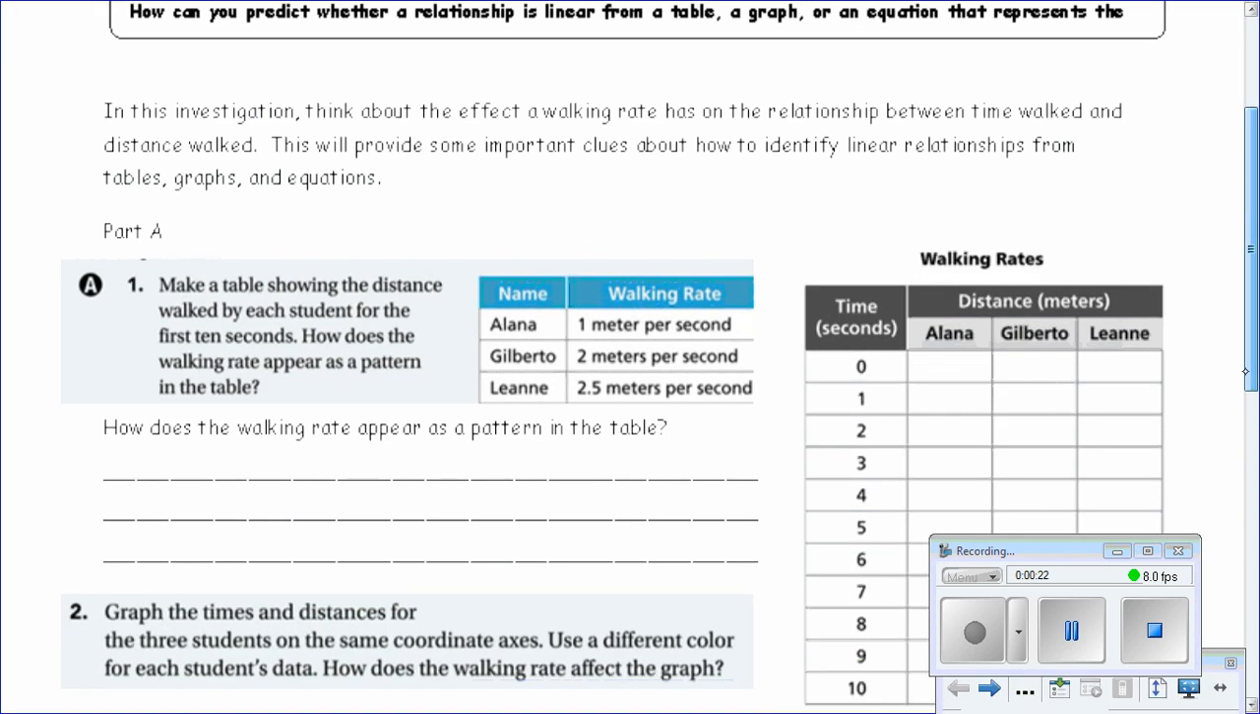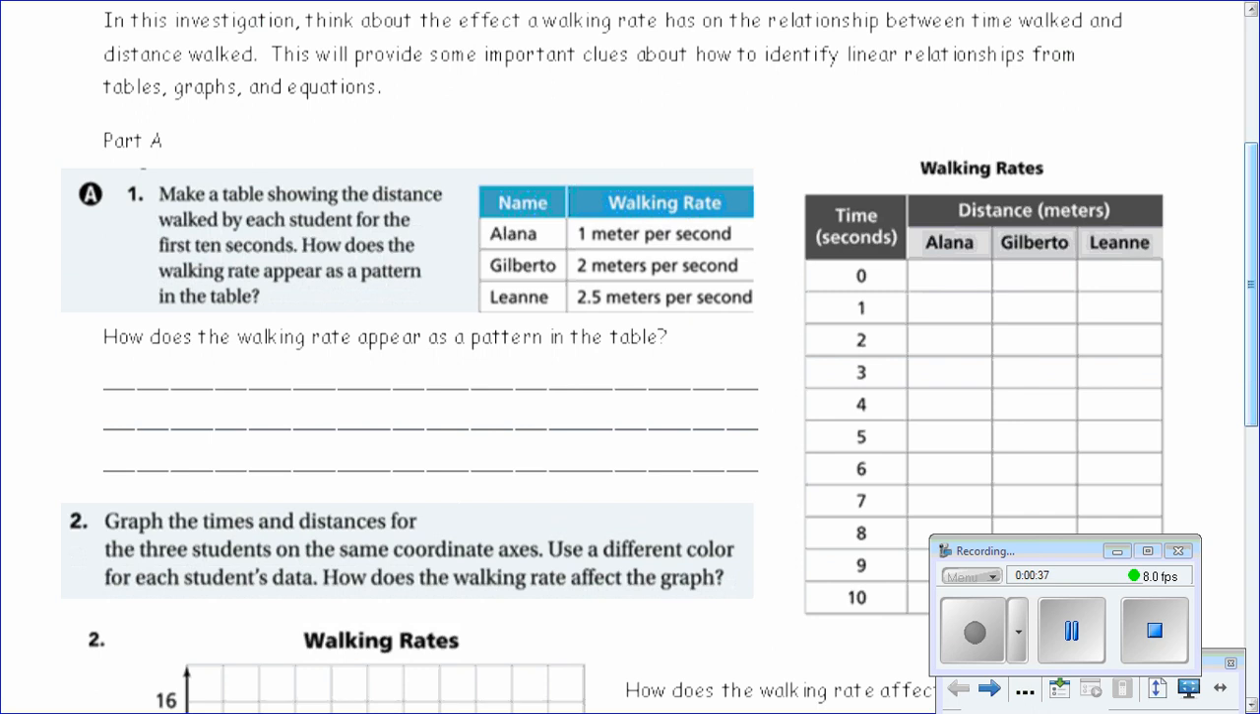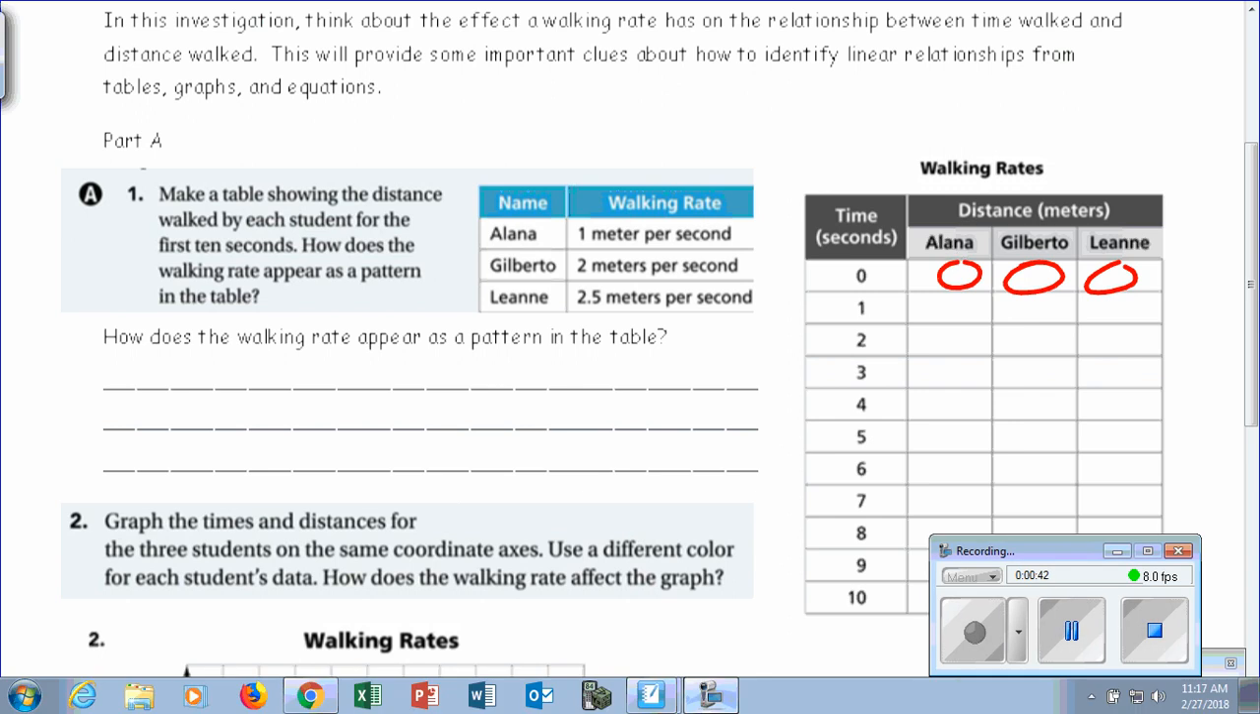Well, over here, to the right of that question, they told us that Elena's walking rate is 1 meter per second. Gilberto's is 2 meters per second. Leanne's is 2.5 meters per second. So if we look at this table off to the right, at 0 seconds, we know they're all going to be at 0 meters, since they didn't even start yet.